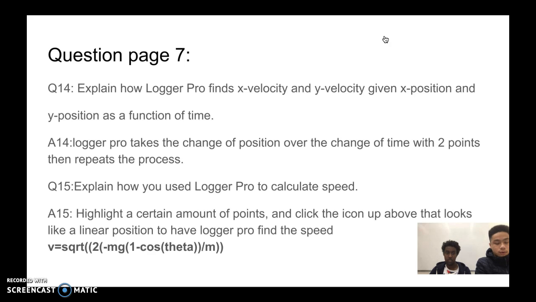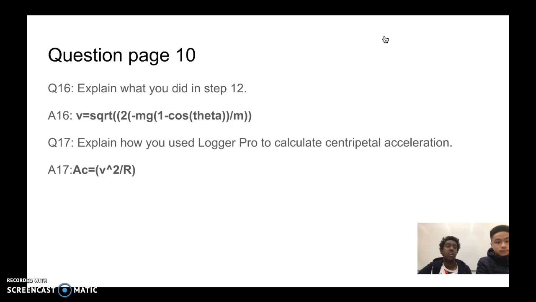v equals the square root of 2 times negative mg, 1 minus cosine theta, divided by m. Question 16, explain what you did in the previous question. We explained this by using the equation rearranged to find v, where v equals the square root of 2 times negative mg, parentheses 1 minus cosine theta, all over the mass.